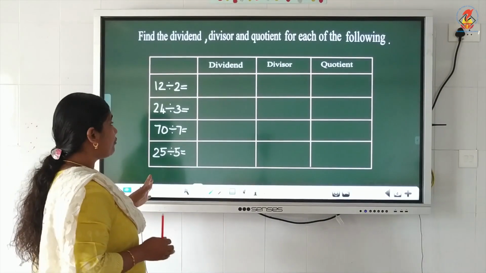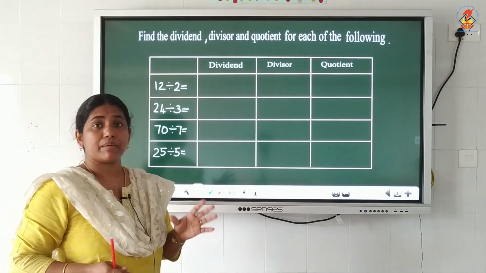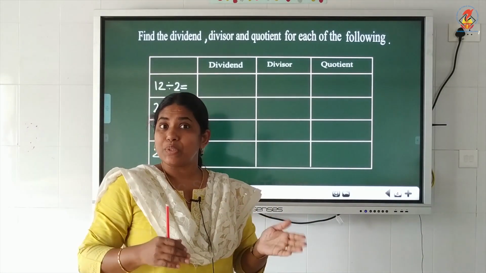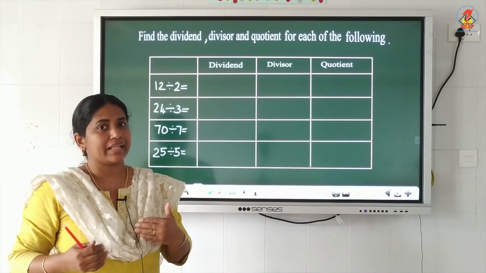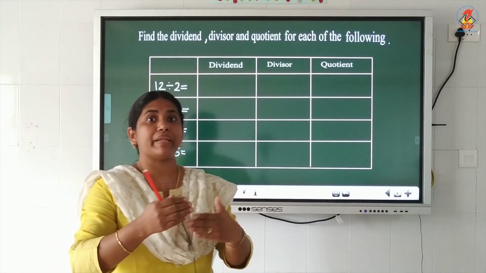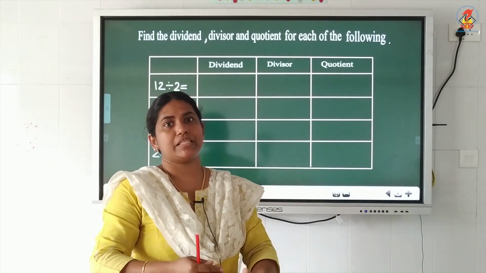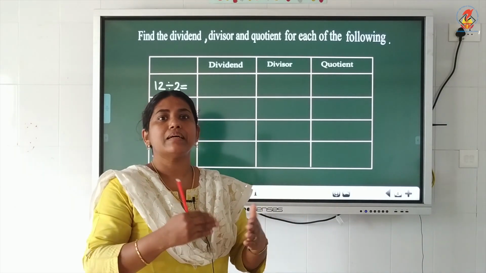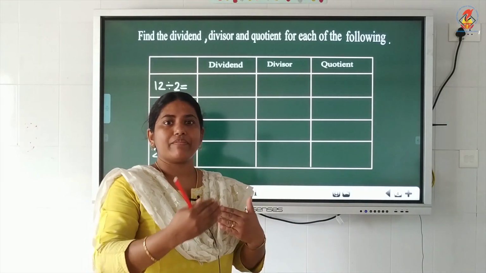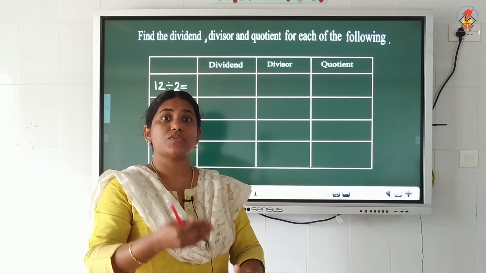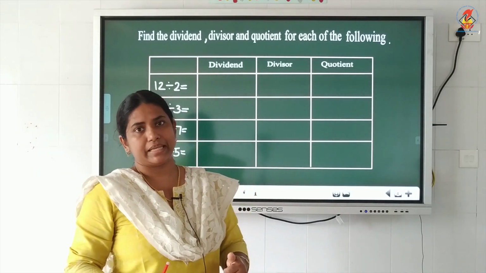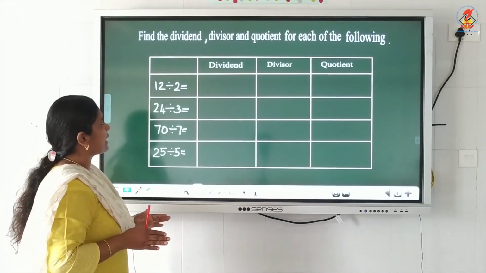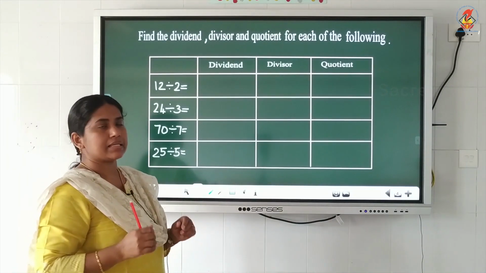Children, before division we studied the chapter multiplication, is it? Using the multiplication table we find the answer. You know the relation between multiplication and division that we already studied in the last class. Both of these are reverse things. Division is just the reverse order of multiplication. Okay children, so using the multiplication table we can find out the answer easily.